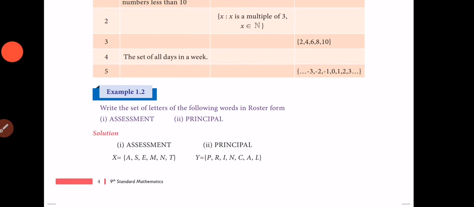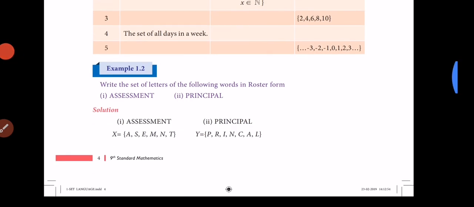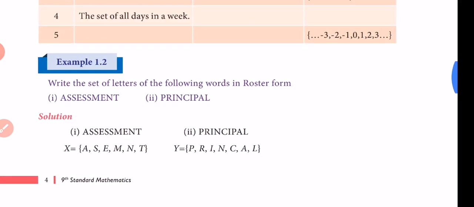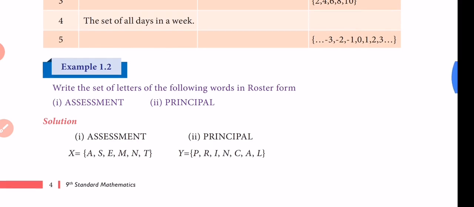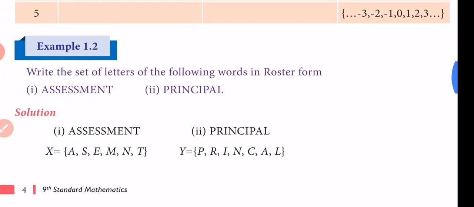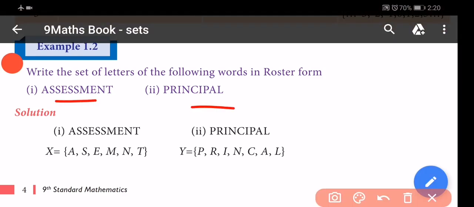Okay students, then example 1.2: write the set of letters of the following words in roster form. Two examples, assessment and principle. Already we have written this in the note. Yes, there are 4, yes, but we write it only once in the set. So you have already finished this homework.